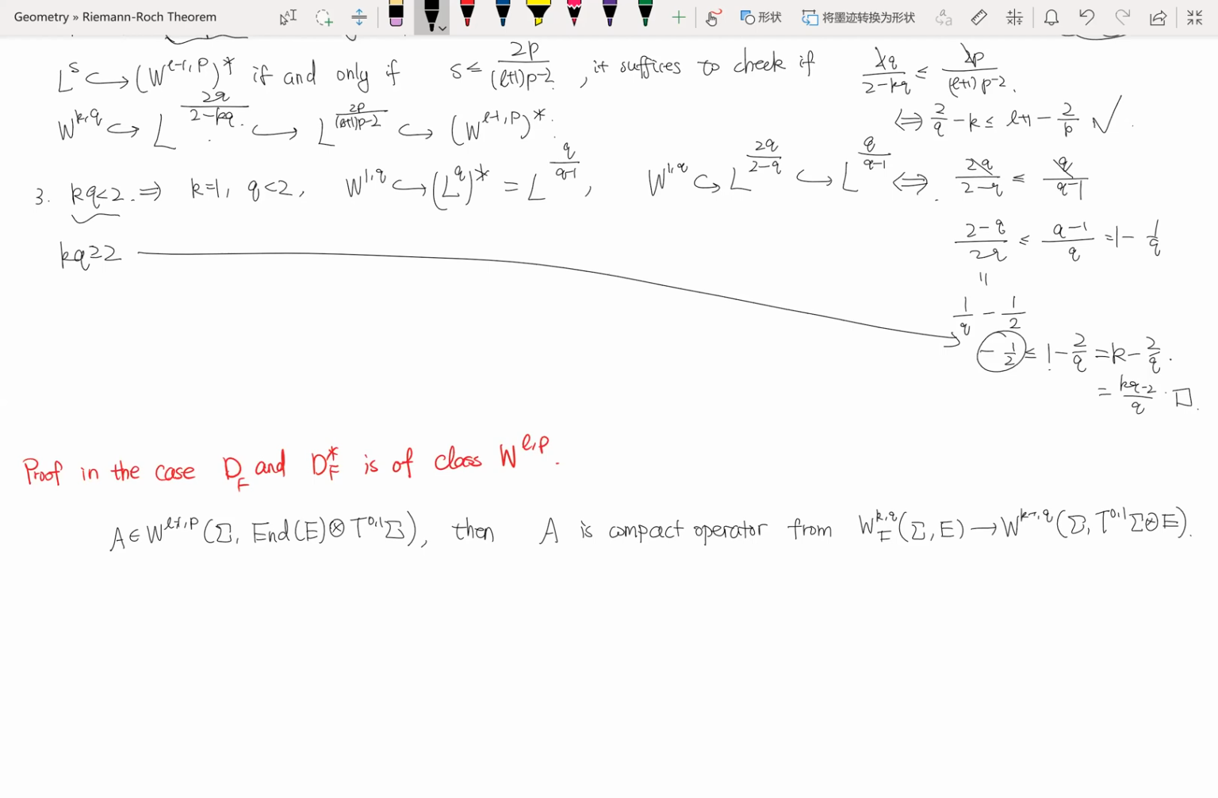This is proved before, so we know that in this case, any d_f is equal to some other d_f which is smooth plus a non-smooth zero order operator A. So we know that they differ by a non-smooth but compact operator. So we know that the Fredholm index of d_f and d_f star, because they differ by a compact operator, is the same.